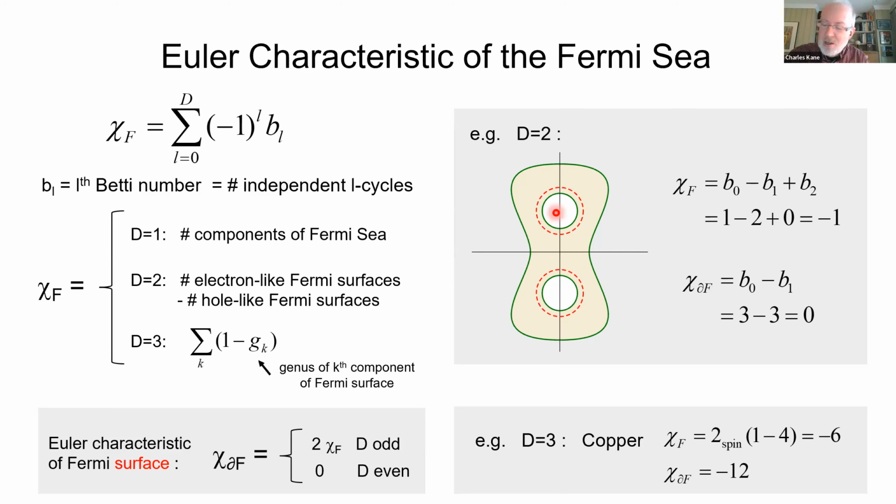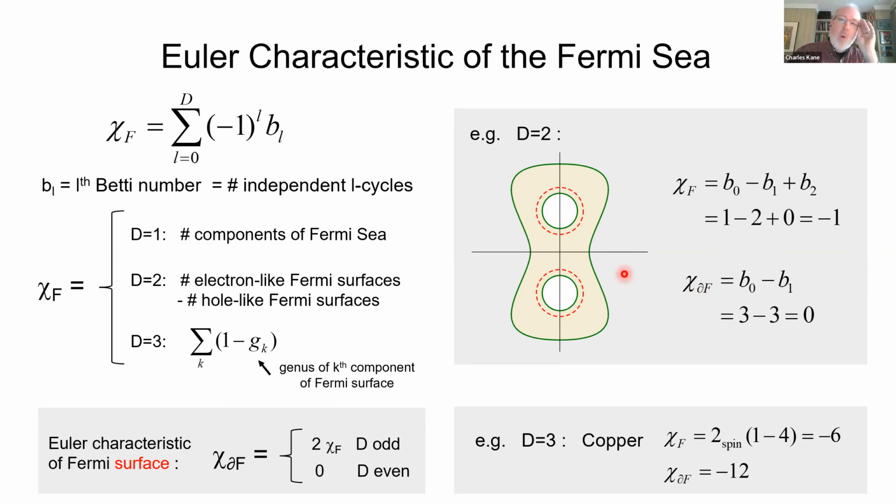So it's not too hard to read off what the Euler characteristic of a two-dimensional Fermi sea is. It's just the difference between the number of electron-like and hole-like Fermi surfaces. If you wrote it down in three dimensions, then the Euler characteristic of the Fermi surface depends on the genus of the Fermi surfaces. In general, there's a relationship between the Euler characteristic of the Fermi surface and that of the Fermi sea. In even dimensions, the Fermi surface's is always equal to zero, whereas in odd dimensions, they're just related by a factor of two. So in two dimensions in particular, the Fermi sea has more information in it than the boundary.